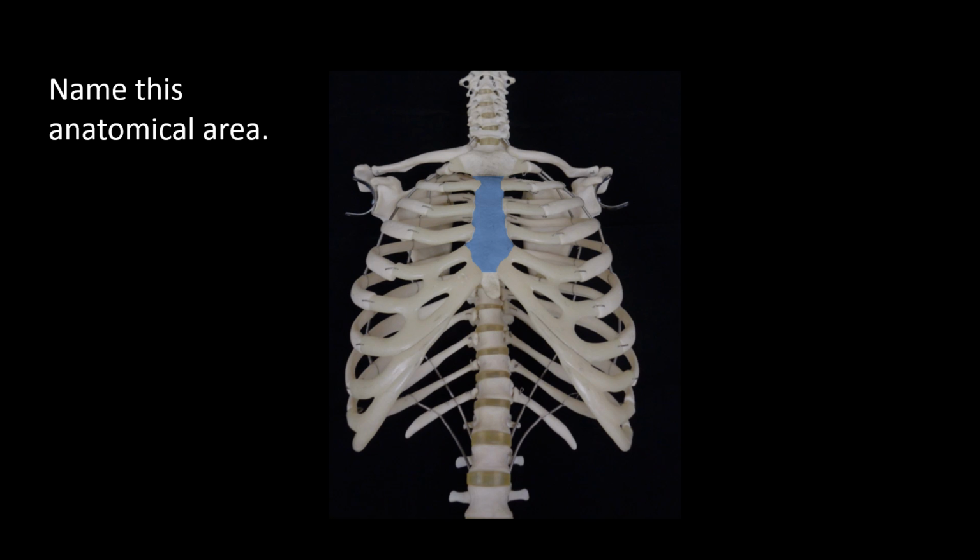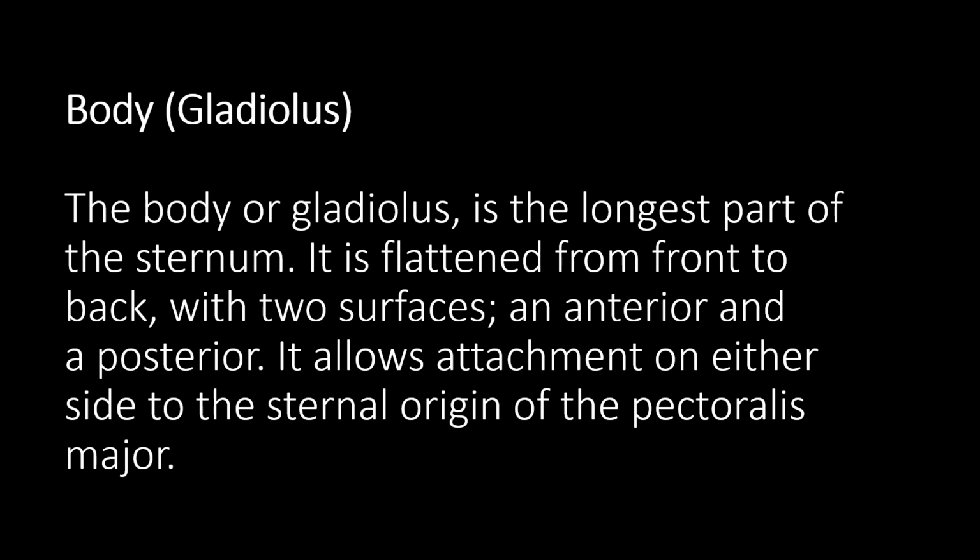Name this anatomical area. Body, or gladiolus. The body or gladiolus is the longest part of the sternum. It is flattened from front to back with two surfaces, an anterior and a posterior. It allows attachment on either side to the sternal origin of the pectoralis major.